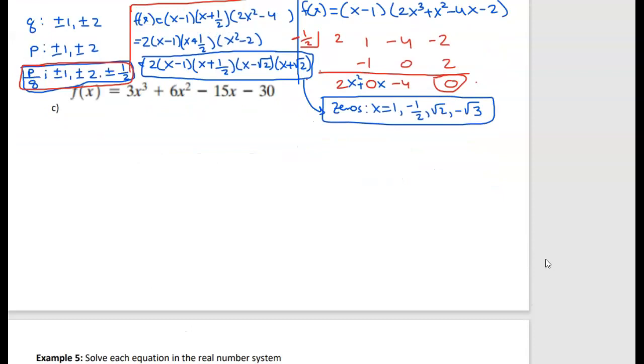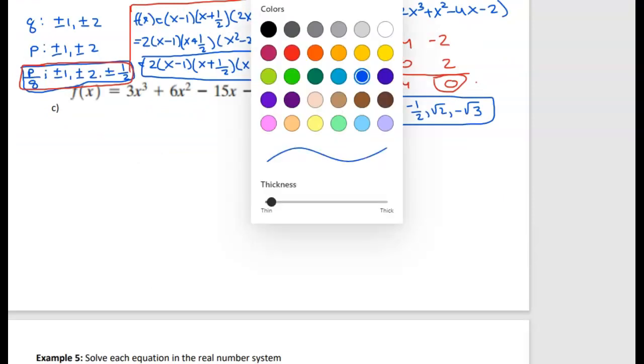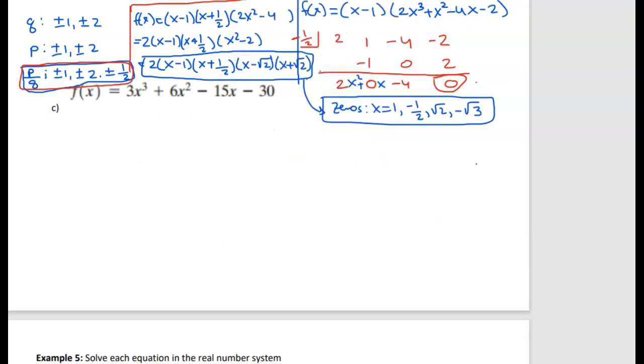All right, let's look at the last one. Okay, so 3x cubed plus 6x squared minus 15x minus 30 has a degree of 3. So we're looking for at most 3 real zeros.